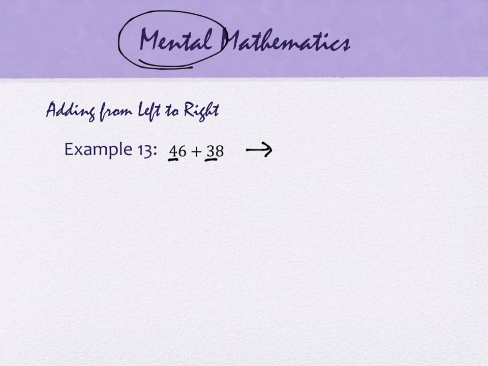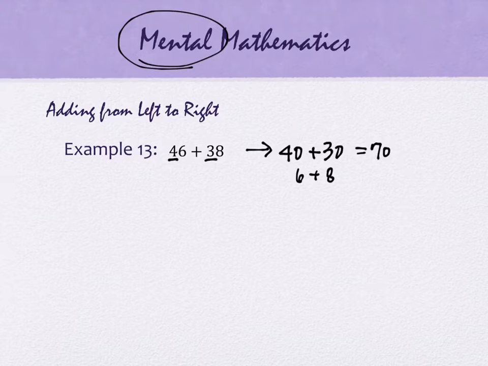So what we're really doing is we're saying, okay, I'm going to do the 40 plus the 30 first, which gives me 70. And then I'm going to add the 6 and the 8, which gives me, I hope it's 14, right? Yeah. And then 70 plus 14 is 84. Yep. Okay, so just doing it one place at a time. I don't have to worry about carrying, borrowing, any of that kind of stuff that happens with addition and subtraction. I'm just working one place at a time from left to right.